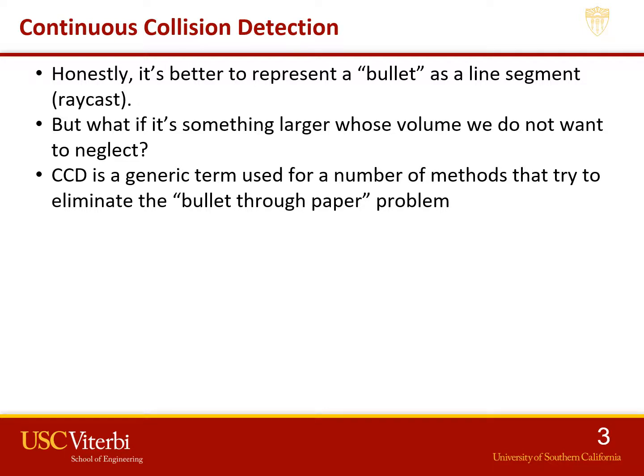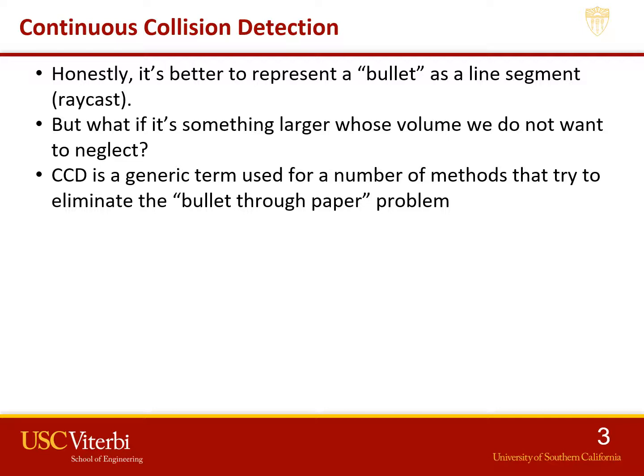In reality, it's a better idea for something like a bullet to model it not as a sphere, but to model it as a line segment, where the beginning point of the line segment is where the bullet was on the previous frame, and the end point of the line segment is where that bullet is now, and that'll avoid the bullet going through the paper problem.